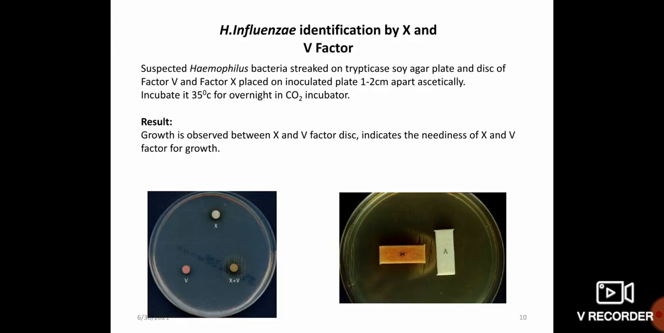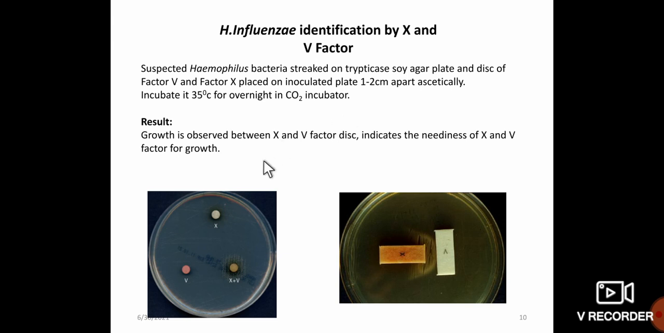Next, another test for Haemophilus influenzae uses the X and V factors. Here a trypticase soy agar plate will be used, and the suspected Haemophilus is inoculated on it. Remember, Haemophilus is a fastidious organism; once again, you cannot do this with simple media inoculation and 0.5 McFarland turbidity. Here we do direct plating only. After inoculating the plate, discs of factor V and factor X are placed on it 1 to 2 cm apart, aseptically.